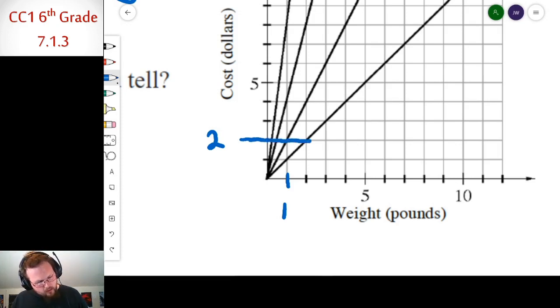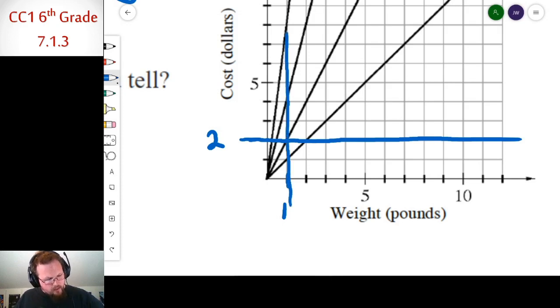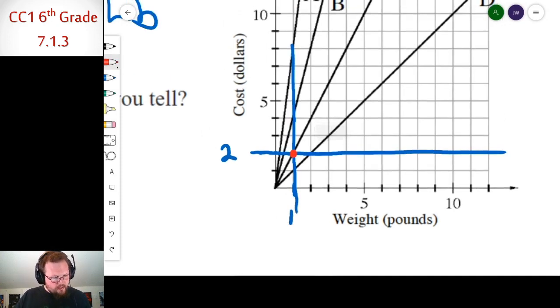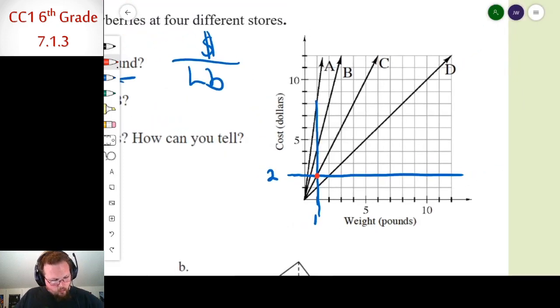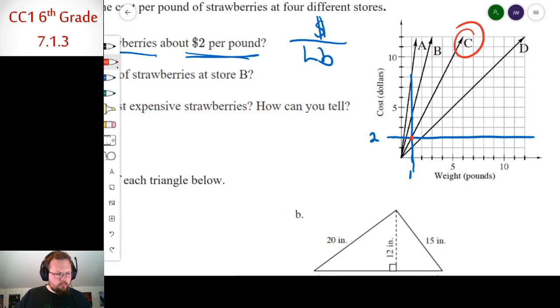So if you're looking across here at $2 and then you're looking at 1 pound, again, I'm exaggerating the length of the line, but this point is what you care about because it is the $2 and 1 pound, which means if you follow the line, it is store C.